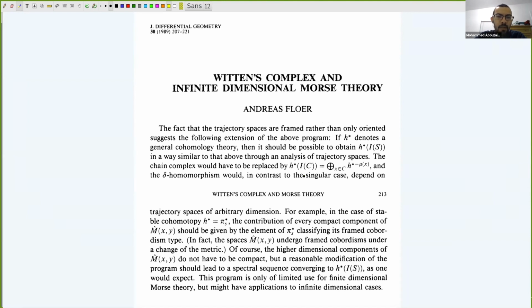So this is the paper, Witten's complex infinite dimensional Morse theory, where he basically discusses this modern approach to the Morse complex, which goes back to Witten, where you have a generator for every critical point and a term of the differential for every trajectory, for every flow line. And he says, the fact that the trajectory spaces are framed tells us that we should be able to do this for generalized cohomology theories. And then he explains a little bit. It's not clear he knew how to do it, but he had an idea that it should be possible.